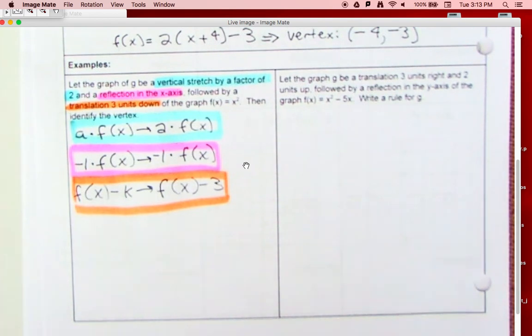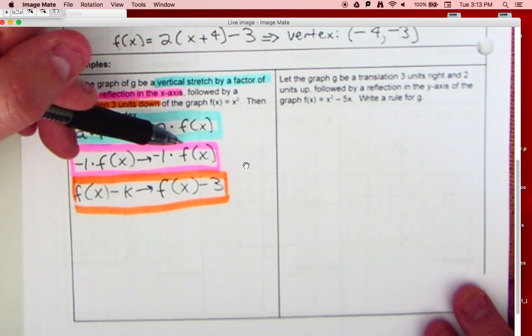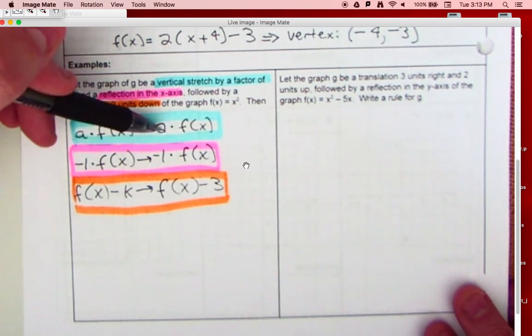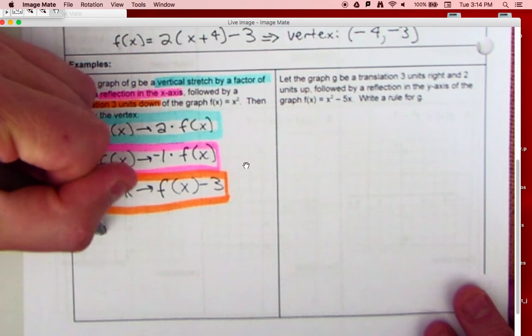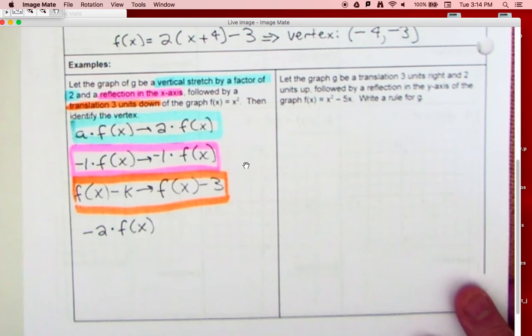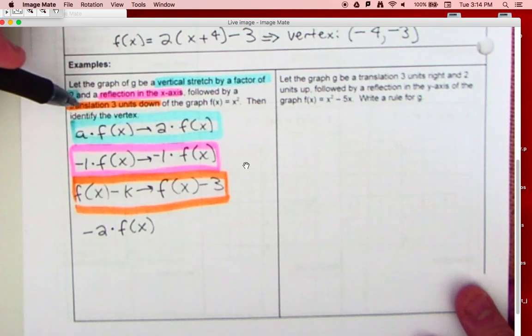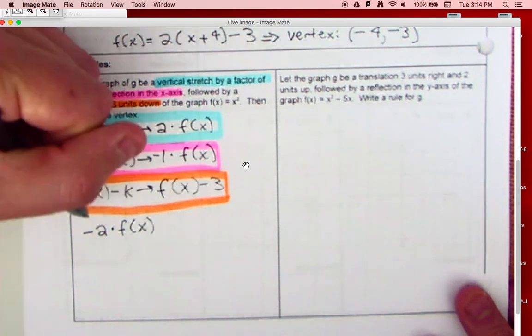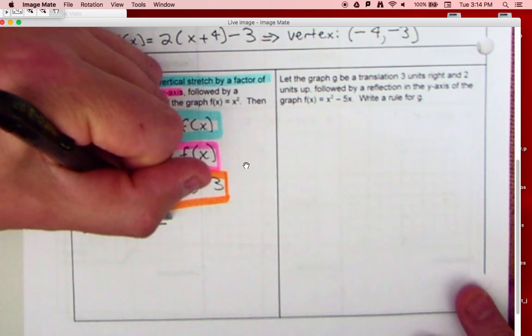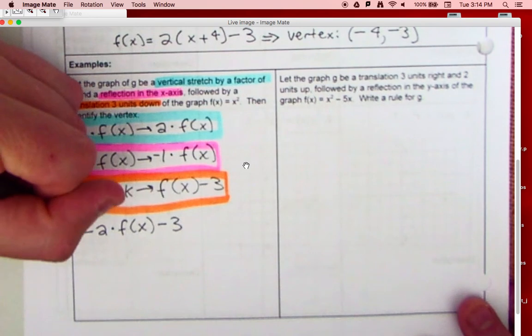So what do I mean by combining these into one sort of equation? Well, if you look here, I've got 2 times my function, and I've got -1 times my function. Because we're going to be multiplying both of these times our function, we can combine them. And we have -2 times our function. Also, if you notice, we're going to take our function and we're going to subtract 3 for this translation 3 units down. So what I can do down here when I'm combining everything is just put a -3. So this is what g of x is going to be equal to.